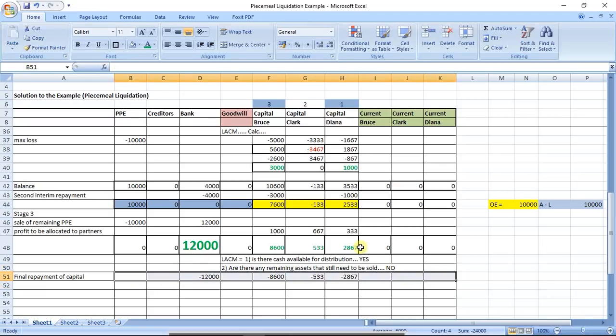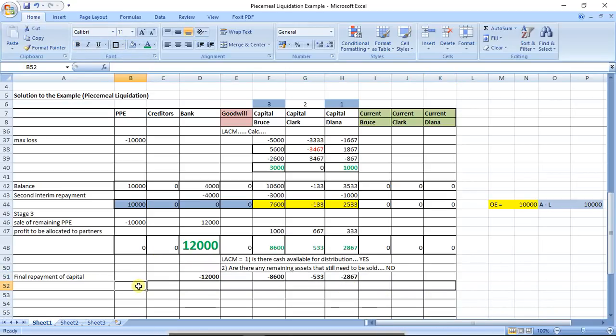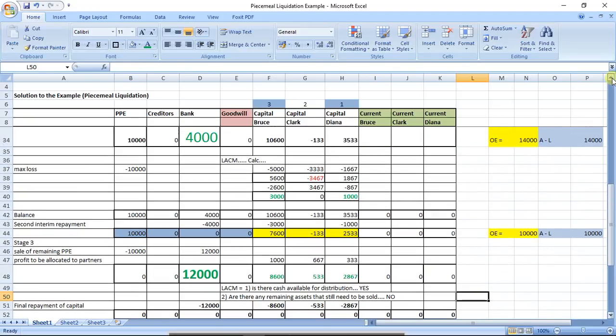And you'll see at the end of a loss absorption capacity method question, you should always land up with zeros for all of your columns. Okay, because this is a liquidation, none of the columns at the end should ever have any balances left over. Alright guys, and that's the loss absorption capacity method.